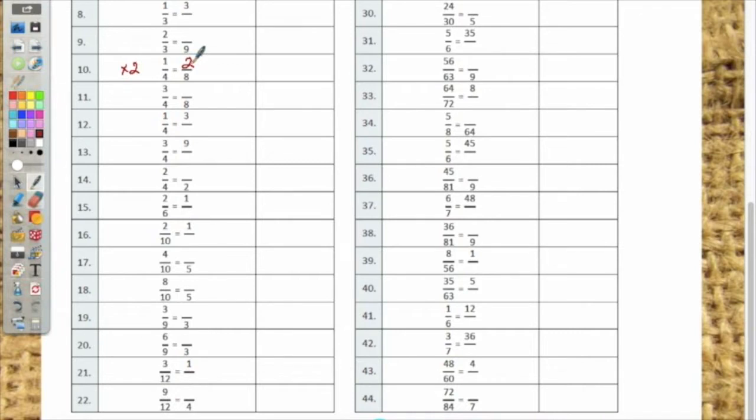So the next one, 4 times 2 again. So 3 times 2 is? 6. Okay. So 1 times what equals 3? 3. So 4 times 3? 12. Okay. The next one, 3 times something equals 9. 3. Good. So 4 times 3? 12. All right.